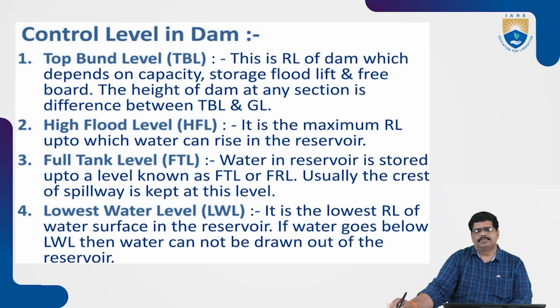So let us see the first point: control the level of the dam, top bund level, and the RL of the dam. Reduced RL means reduced level of the dam, which depends upon the storage capacity for the flood, and freeboard. The height of the dam may be selected from the difference between top bund level and ground level. That is the difference of high flood level, HFL.